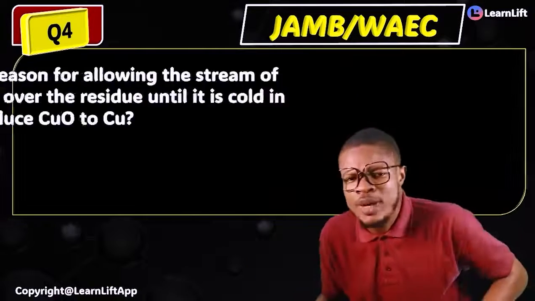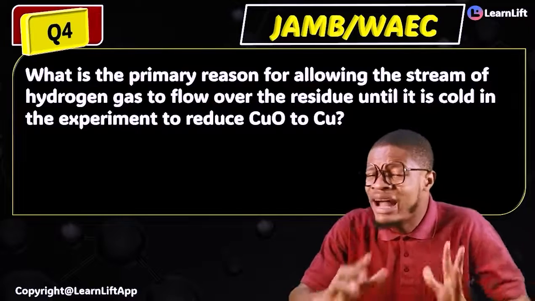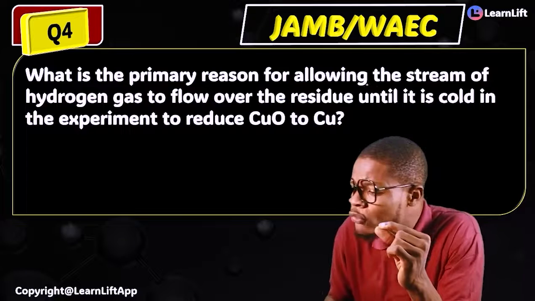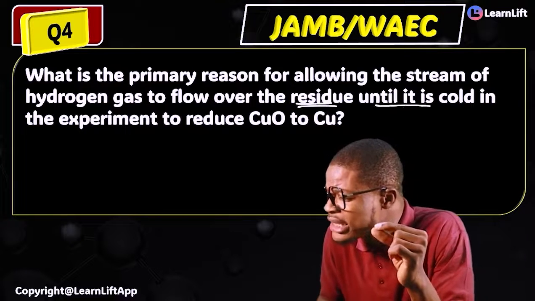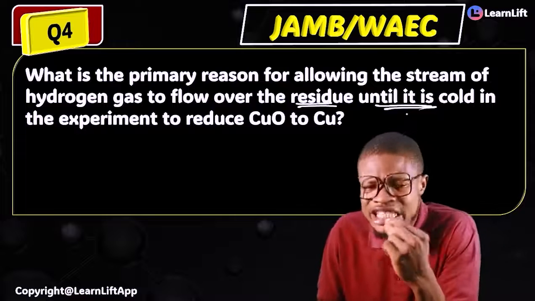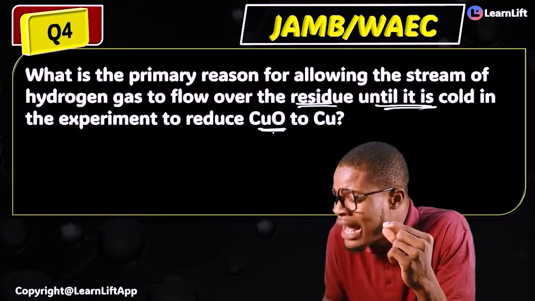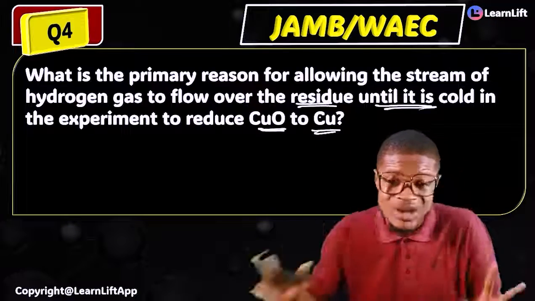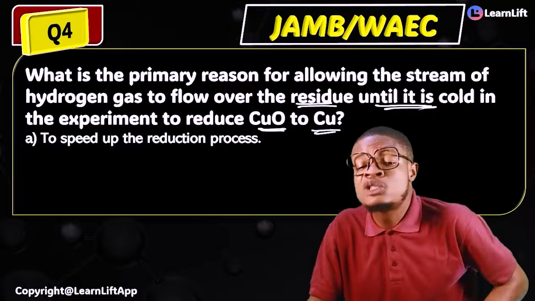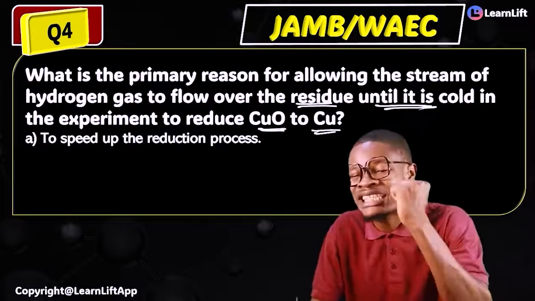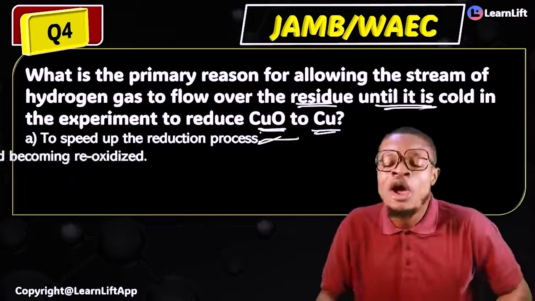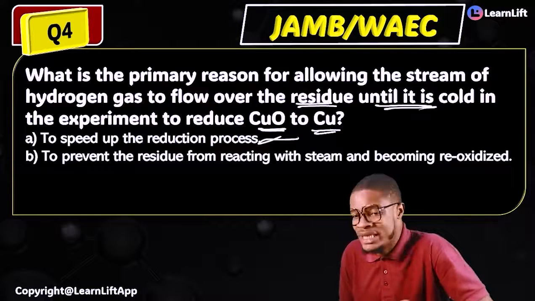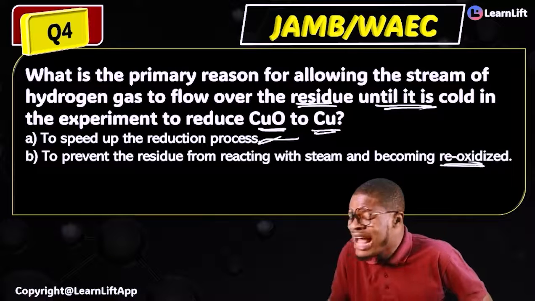The powerful question all the way says, what is the primary reason for allowing the stream of hydrogen gas to flow over the residue until it is cold in the experiment to reduce copper(II) oxide into your what? Copper. Why are you allowing the hydrogen to flow over it? This is a constant exam question. Option A is to speed up the reaction process. Well done, the catalyst. You are very, very wrong. It's not true. Option B says to prevent the residue reacting with the steam and becoming reoxidized.